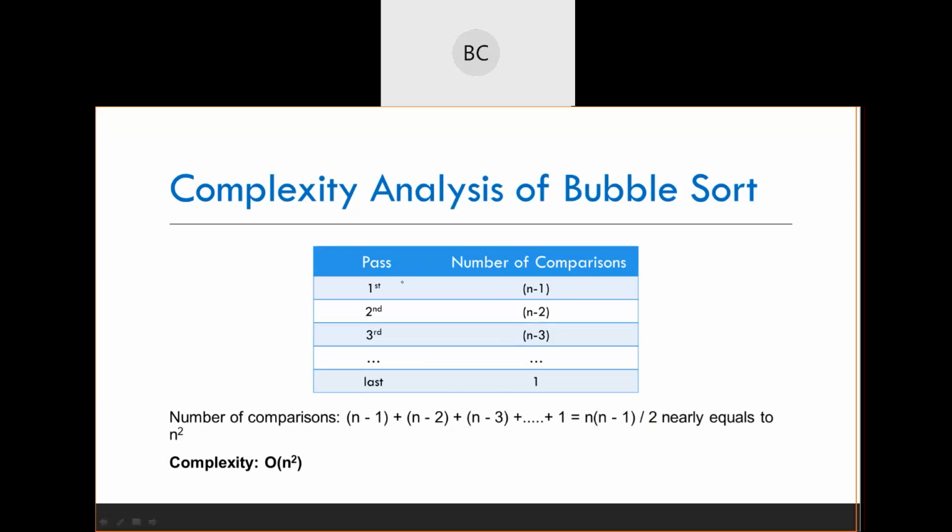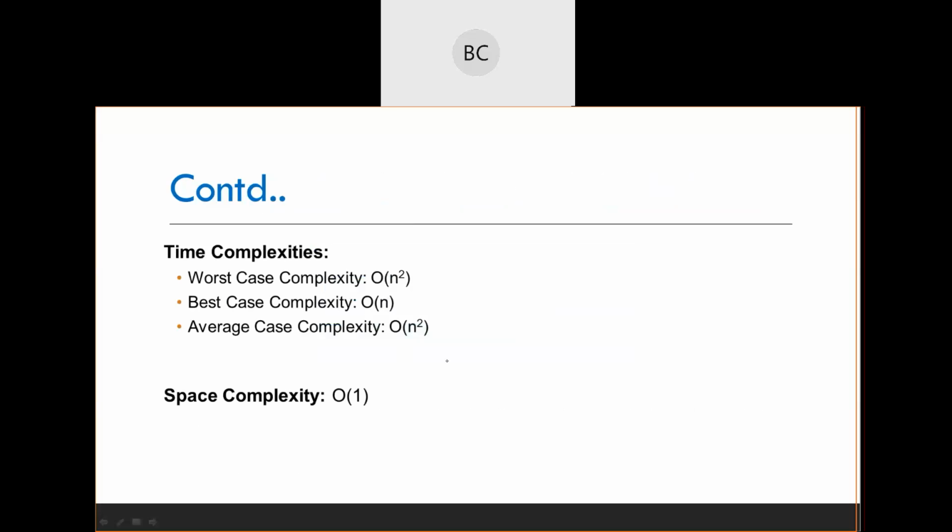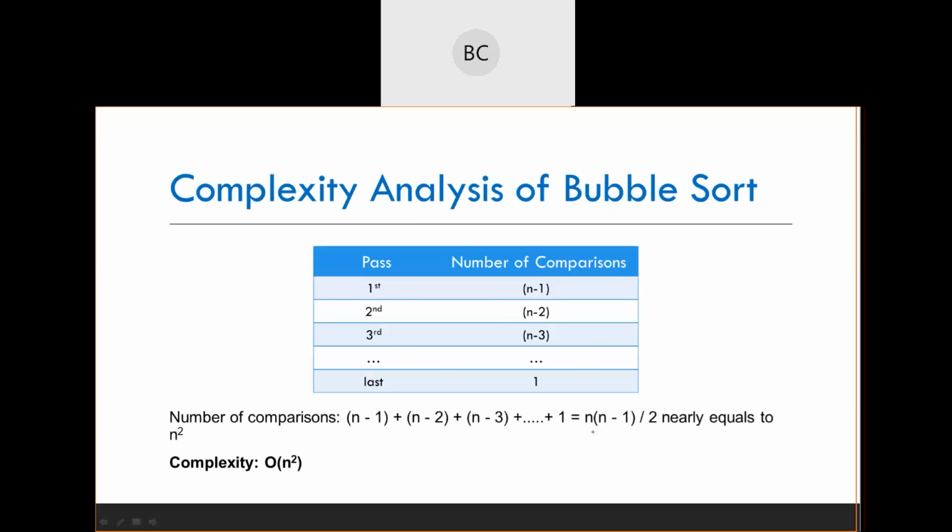So if you just add all these comparisons, this expression can be written as n into n minus 1 divided by 2. I guess this series you guys are already aware of because it was in maths. It's simple maths. This expression can be evaluated as n into n minus 1 divided by 2. So it will be nearly equal to n square. There will be some constant part. Of course, we can just ignore those constant parts and complexity will be O(n square).